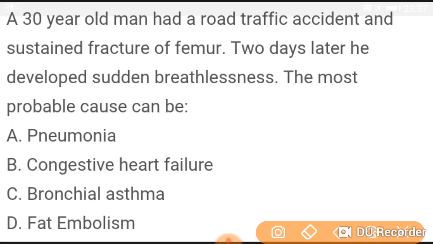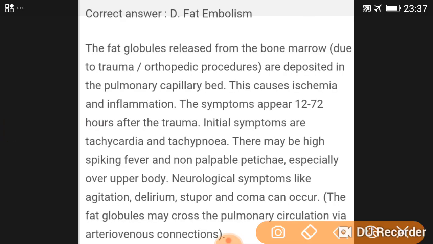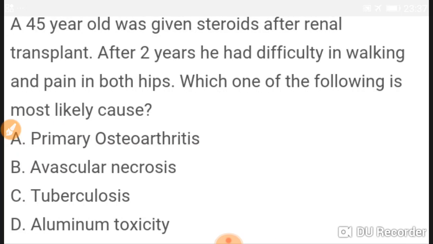A 30-year-old man had a road traffic accident and sustained a fracture of femur. Two days later, he developed sudden breathlessness. The most probable cause is fat embolism. Let's discuss why. Fat globules released from the bone marrow due to trauma or orthopedic procedure are deposited in the pulmonary capillary bed. This causes ischemia and inflammation. The symptoms appear 12 to 72 hours after a trauma. Initial symptoms are tachycardia and tachypnea. There may be a high spiking fever and non-palpable petechiae, especially over the upper body. I hope it's clear for you.